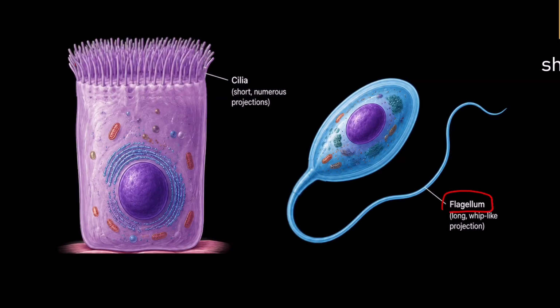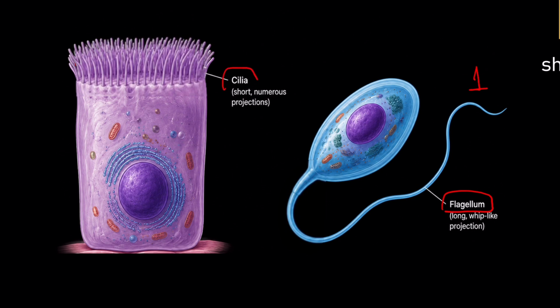Flagella, singular flagellum, are long protrusions, and cells usually have just one of these, which is used to move an entire cell. As the flagellum moves in a whip-like motion, the cell is propelled forward. A classic example of this is a sperm cell.